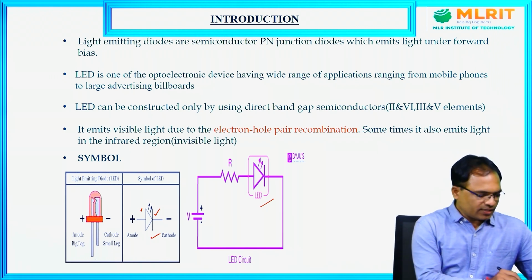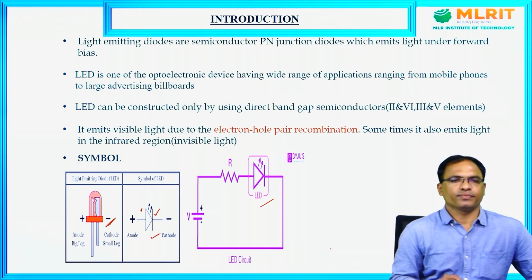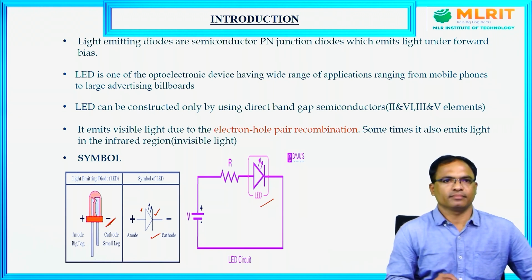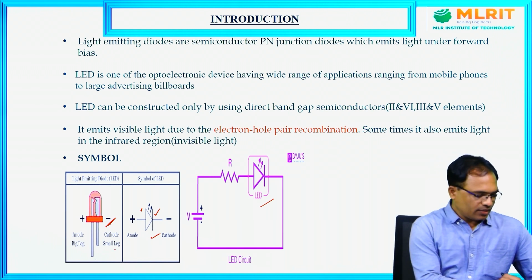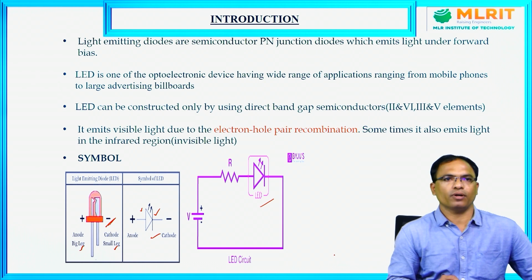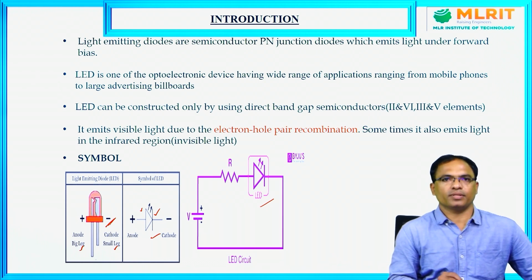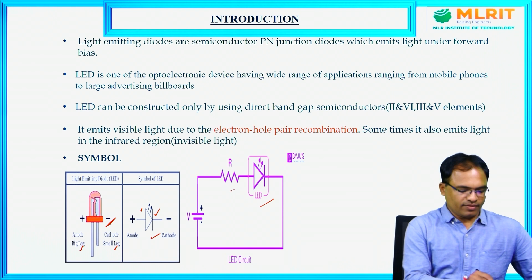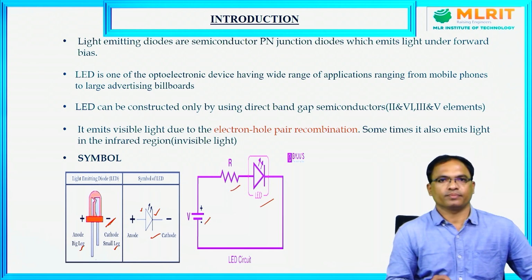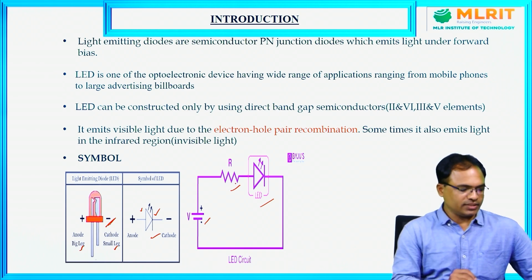To the left side of this symbol, you are observing a real LED picture where it has two legs. One is a small leg, another one is a big leg. The small leg is called the cathode, the big leg is called the anode. On the right side, you are observing an LED with a resistor and voltage source. This picture represents an LED circuit. An LED in a circuit is always accompanied with a resistor.